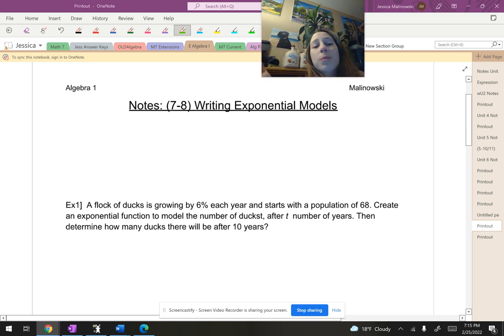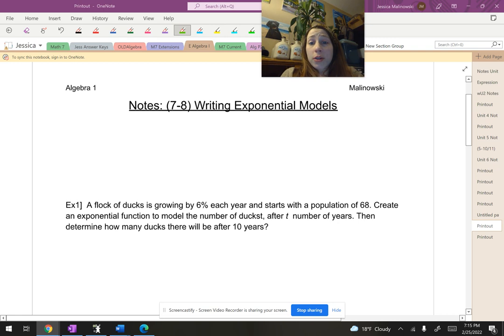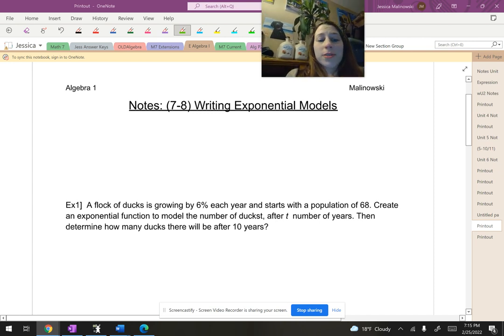Okay, anyways, writing exponential models. So again, last time they gave you the equation. You had to explain what the pieces mean. This time they're giving you the situation and you need to turn that into one of these exponential functions.